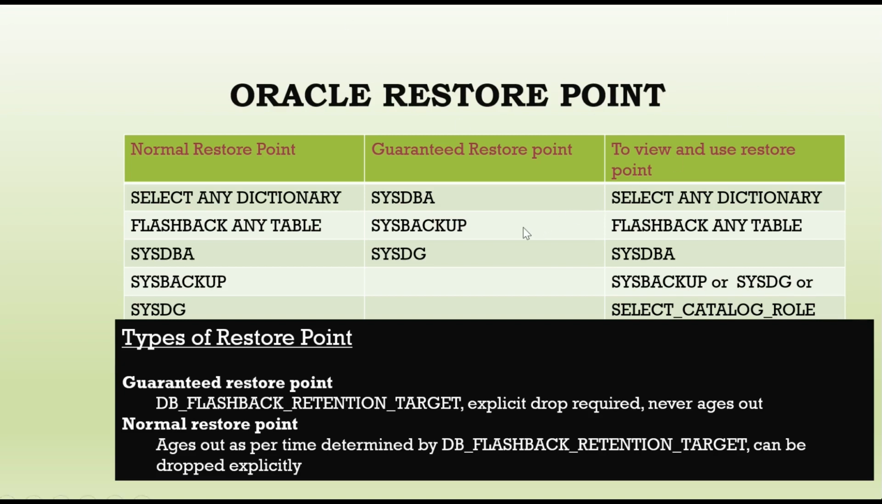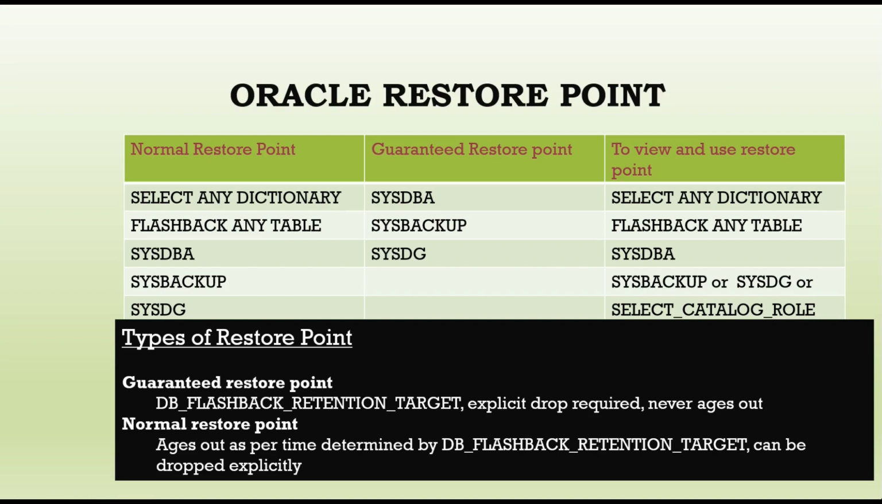Regarding the types of restore point, there are two types: one is a guaranteed restore point, and the other is a normal restore point. There is one parameter defined in the parameter file, DB_FLASHBACK_RETENTION_TARGET, which can be used to define the restore point. Whatever the DB flashback retention target may be, a guaranteed restore point always stays there, and you need to drop it explicitly if the activity is completed or it is no longer required. It never ages out.